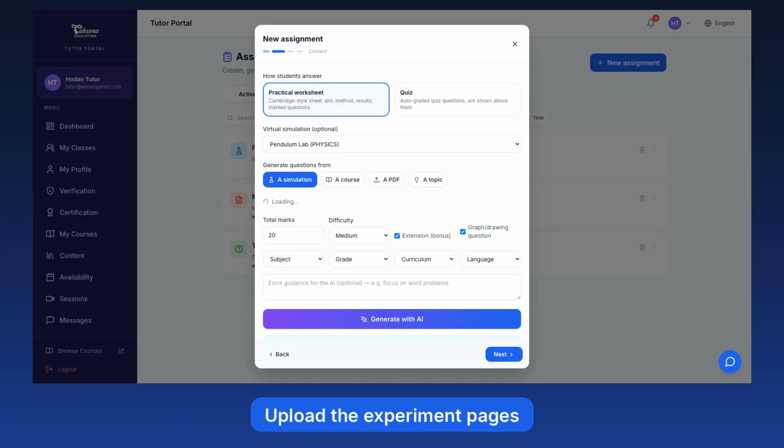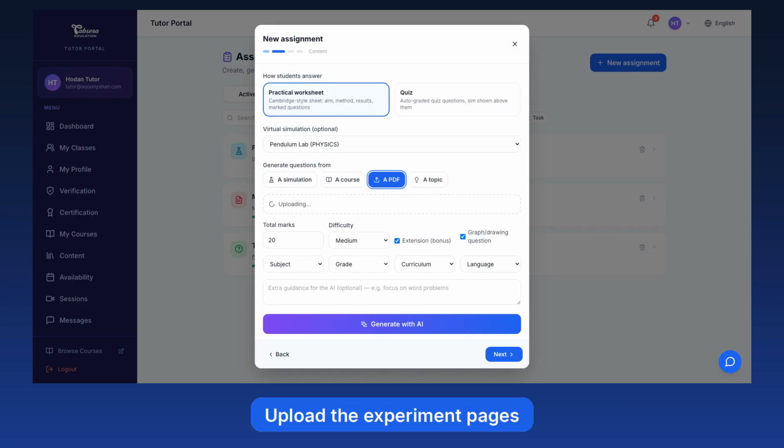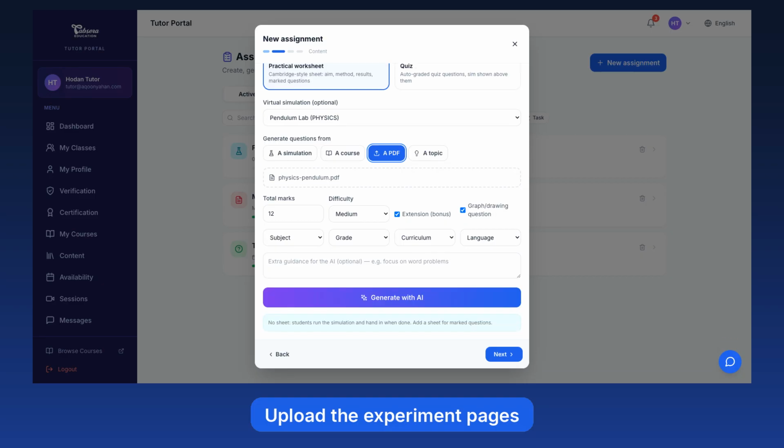Now the sheet itself, and this is the part that used to take an evening. Generate with AI, choose a PDF as the source, and upload the experiment's pages straight from the practical book. Set the marks, and generate. The AI reads the practical and writes the whole sheet from it.